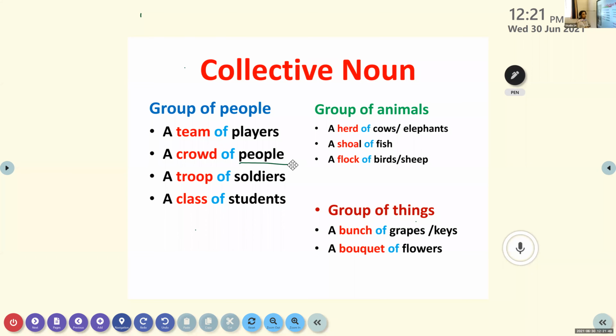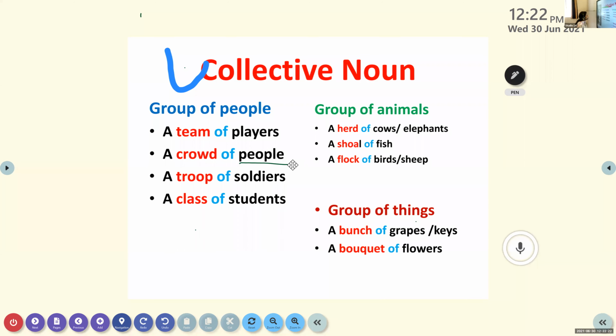Then what do we say for a group of soldiers, children? What is the collective noun used to refer to a group of soldiers? A troop of soldiers. What do we say, children? A troop of soldiers. Okay. Clear to all of you? Then for a group of students, the collective noun is a class of students. Sabika, please do listen. Okay, a class of students.